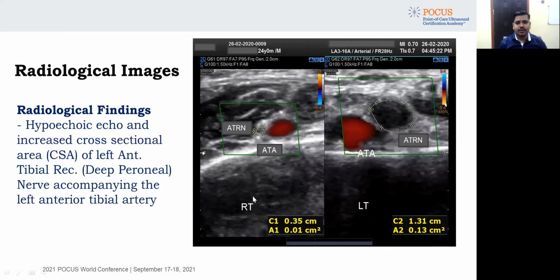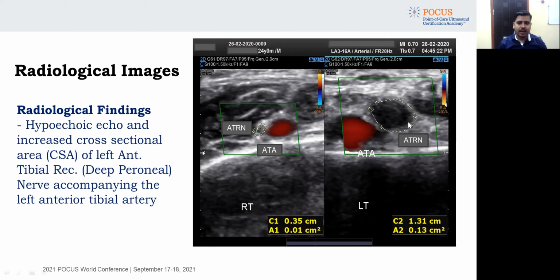This image represents the appearance of the anterior tibial nerve, also known as the deep peroneal nerve, in the lower leg region, accompanying the anterior tibial artery. These are the anterior tibial arteries on the right and left side respectively, and that is the nerve. On the right side, the nerve shows normal appearance and normal cross-sectional area.